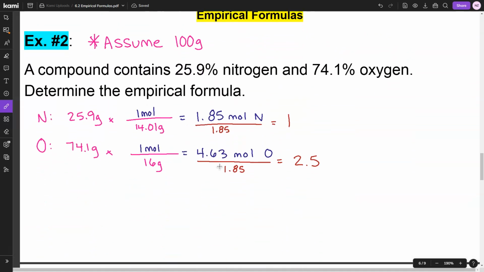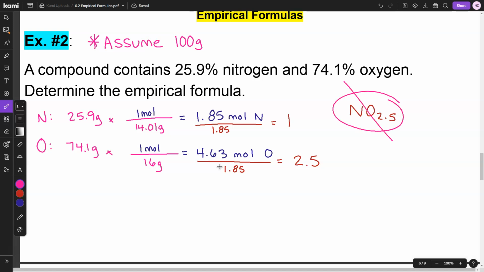So if I were to write this out the way it is right now, I would have NO2.5, and this is not okay. Oh look, the formula is NO2.5. You can't have that. So we're going to multiply this to turn my decimal into a whole number. If I multiply both of these by 2, 1 times 2 will make that 2. 2.5 times 2 is going to make that 5.